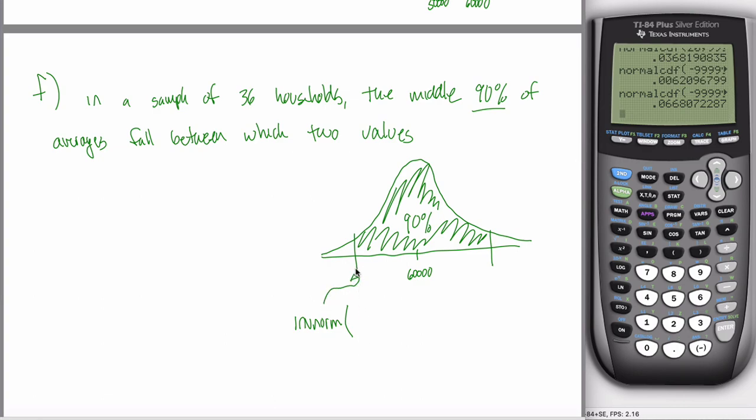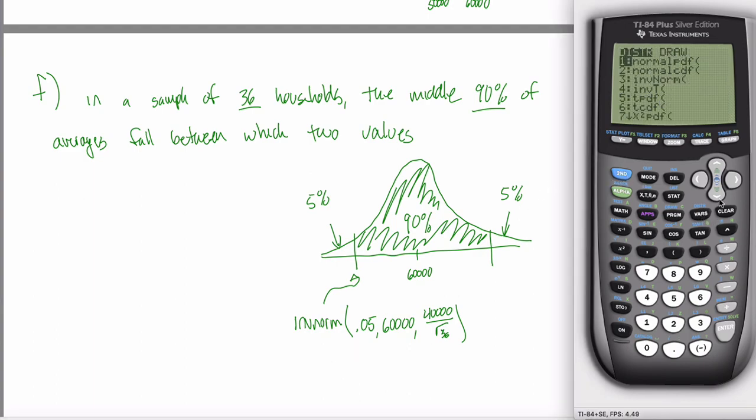So if I'm looking for this point right here, you've got to think about how much area is to the left of that point. 90%? Nope. 10%? Nope. 90% is shaded, so 10% is not shaded. So half of it's over here and half of it's over here. Means this side's got 5% and this side's got 5%. So when I use inverse norm to find this value, the area below the point is 0.05, in other words, 5%. The center is 60,000, and the spread is 40,000 divided by the square root of 36, and that's because in this one, my value of n is 36.